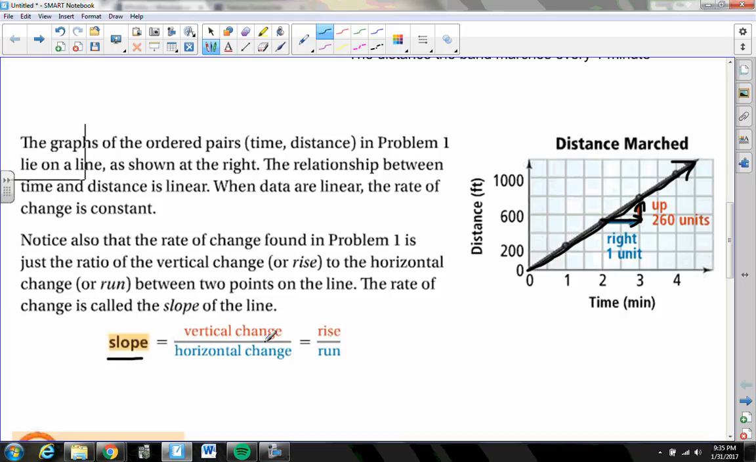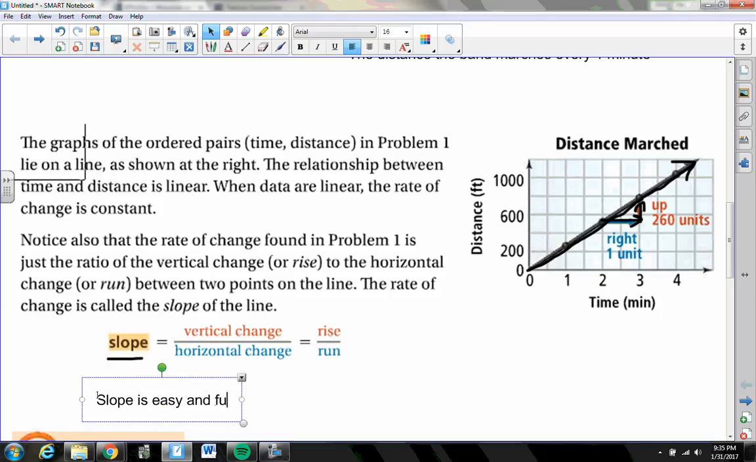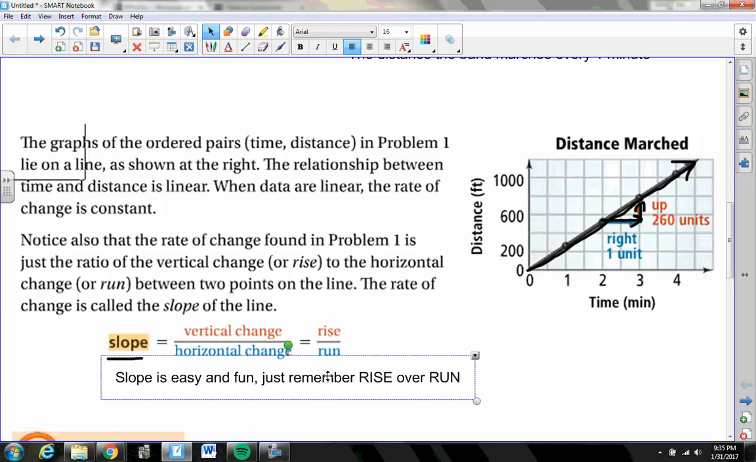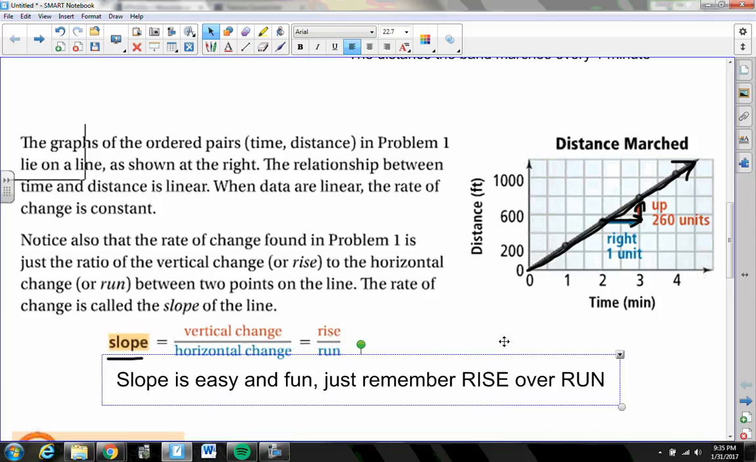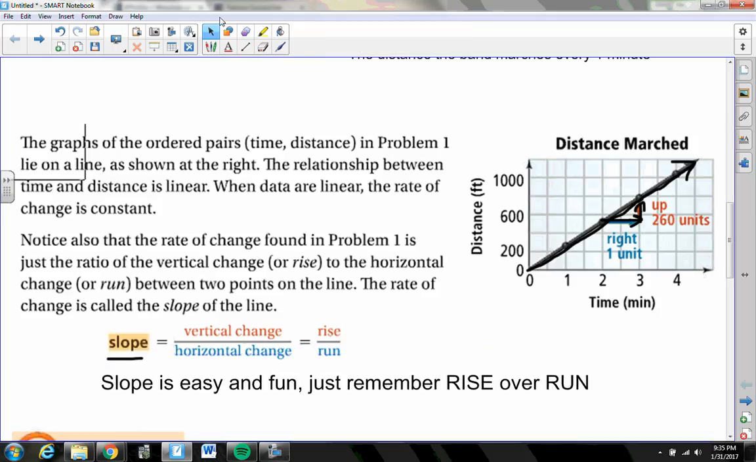An easy way to remember this is that we say slope is easy and fun. Just remember rise over run. Rise means rising up, right? How high up did we start going? Rise up. How far up did we go? And then it's running over to the right, almost always to the right.